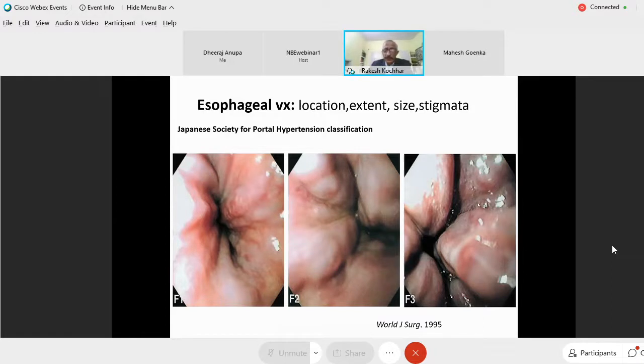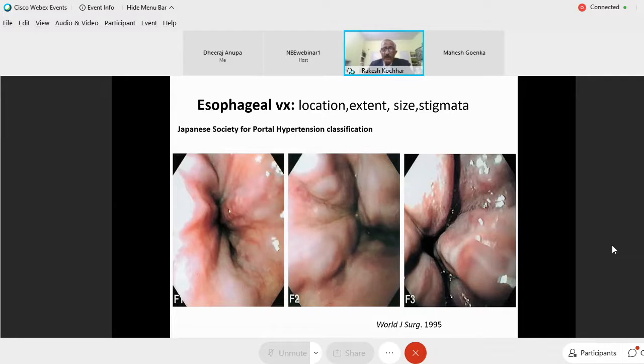Then esophageal varices. These are obviously venous protuberances. You have to describe where do they start at the gastroesophageal junction, how long are they, what is the upper extent of the lesion, how many varices are there. Now, small, medium and large, they are classified as that. Different classifications are there.